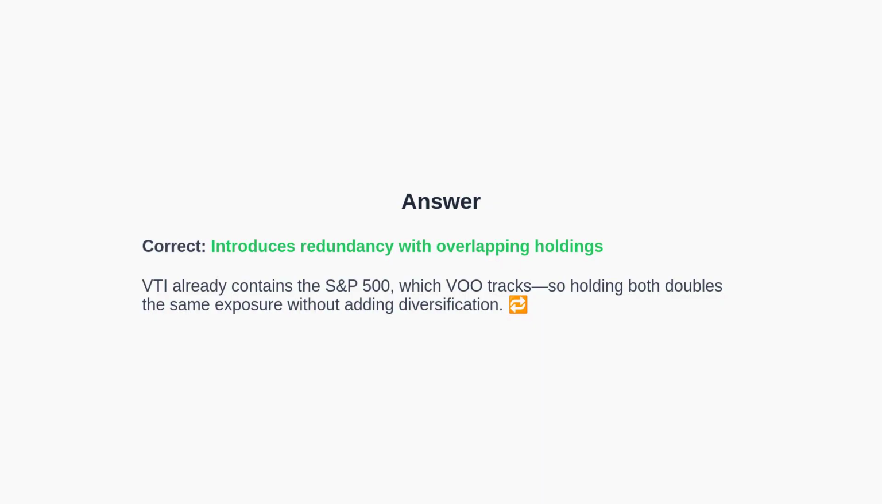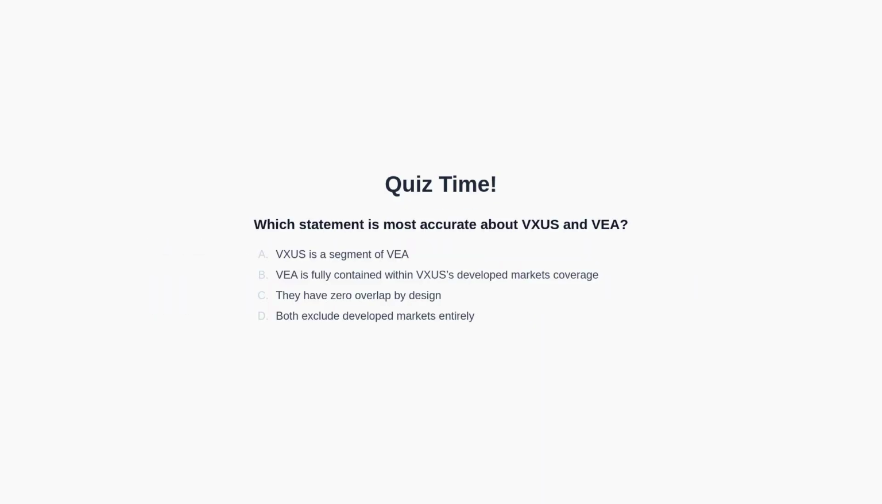Second quiz question: which statement is most accurate about VXUS and VEA? Option A, VXUS is a segment of VEA. Option B, VEA is fully contained within VXUS's developed markets coverage. Option C, they have zero overlap by design. Option D, both exclude developed markets entirely. You may pause the video now to think about the answer. We will discuss the answer in the next section of the video.